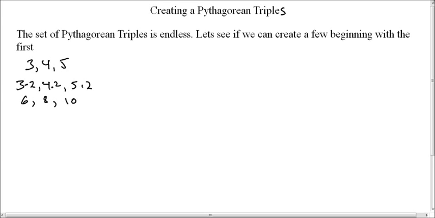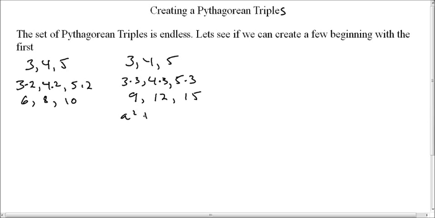Well, what about if we took the same triple and scaled it up by 3? Here we would have 3 times 3, 4 times 3, and 5 times 3. That's going to give us 9, 12, and 15. So we need to really check this. We did check this one in the prior video, but let's check it to make sure that it works.